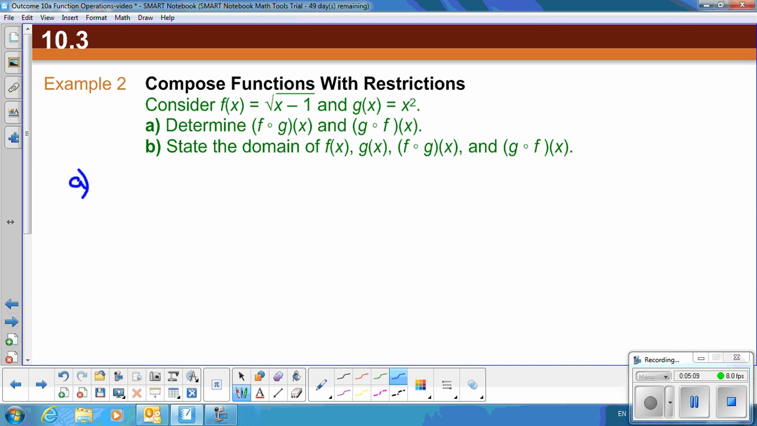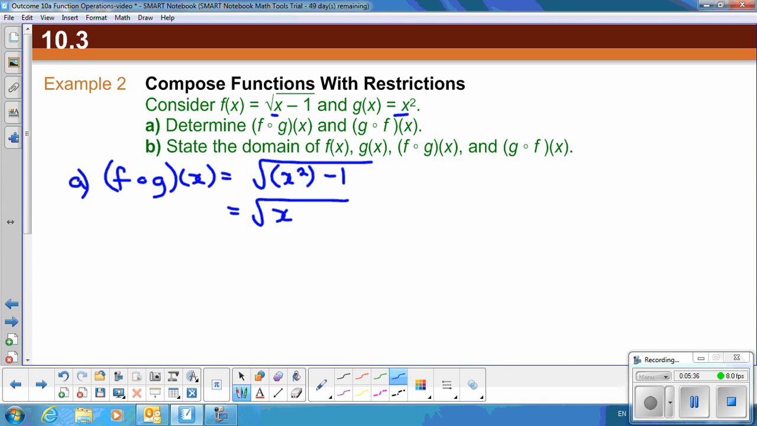Okay, so part A. Let's figure out what f of g of x is. So to do this, we want to substitute the equation g of x in for x in f of x. And so we end up with the square root, and instead of x, we end up with x squared minus 1. Simplifying, we don't need those brackets, and so we just end up with the square root of x squared minus 1.